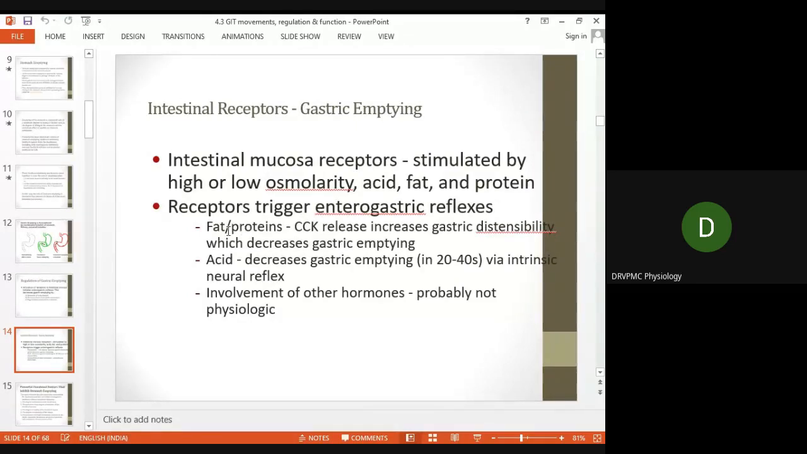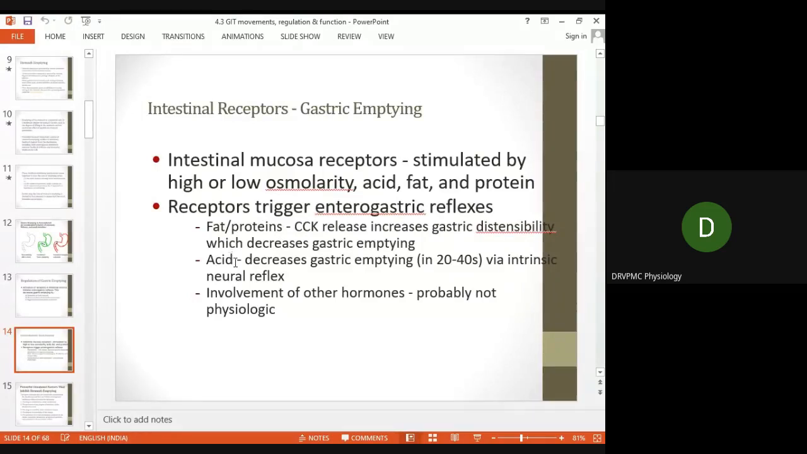What happens? Because of the fats or proteins, cholecystokinin, CCK being the short form, gets released, and it increases the gastric distensibility. So the stomach will dilate, which decreases the gastric emptying. So because of the fat in the lumen of the small intestine, the cholecystokinin hormone will release and increase the gastric distensibility. So the food will come into the duodenum slowly, which allows the fat to be absorbed properly from the small intestine.